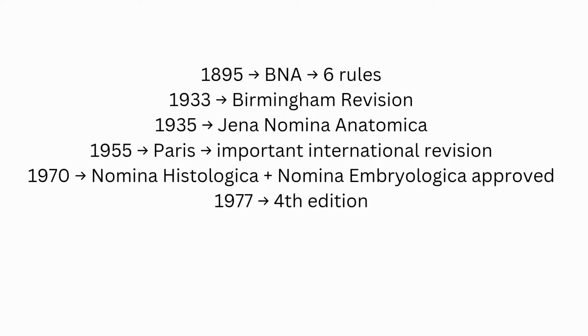In 1968, third edition of Nomina Anatomica. In 1970, Leningrad, Nomina Histologica and Nomina Embryologica approved. And finally, in 1977, fourth edition of Nomina Anatomica. So the overall story is: too many anatomical names lead to confusion, which brings up standardization, international revision, and then organized anatomical nomenclature. And that is the basic history of anatomical nomenclature.